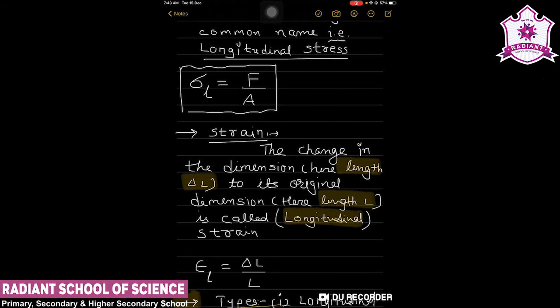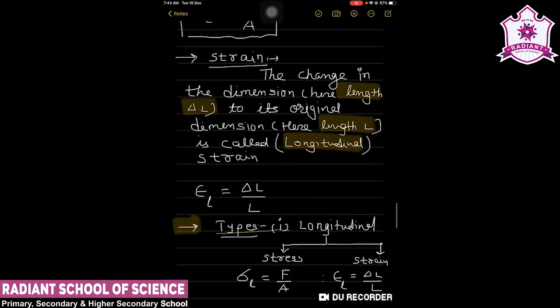Now we want to understand the term strain. To define it, we can say that the change in the dimension, here in our case the length, that is delta L, to its original dimension, that is the original length L, is called strain. Here in our case the changes are in length, and therefore that is called longitudinal strain. So again, the change in the dimension to its original dimension is called strain.